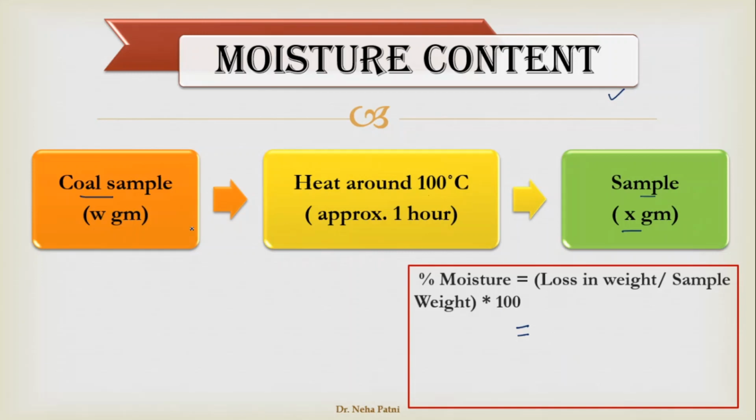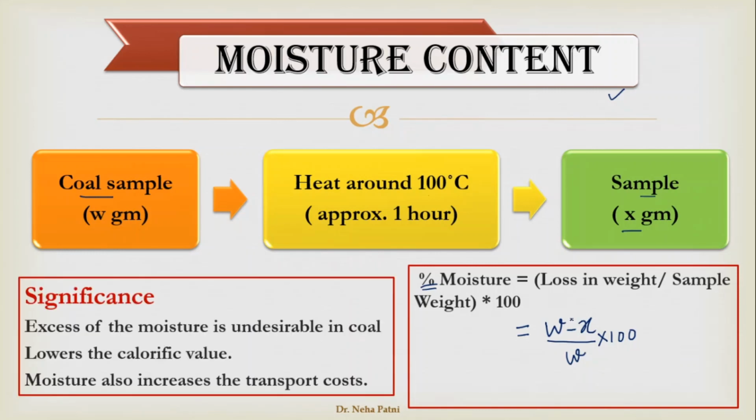So what do you think? If you have taken W gram of the coal sample and heated it for around 1 hour at 100 degrees, the moisture is released, right? Then whatever sample is left is free from moisture, so whatever is gone is moisture. If I want to know how much moisture is present in this sample, I have to subtract. There will be some loss in weight, and that loss in weight is proportional to the amount of moisture present. Divide by the sample weight, because you have taken W gram, in order to find the percentage. That much sample contains this much moisture. This is how you calculate the moisture.